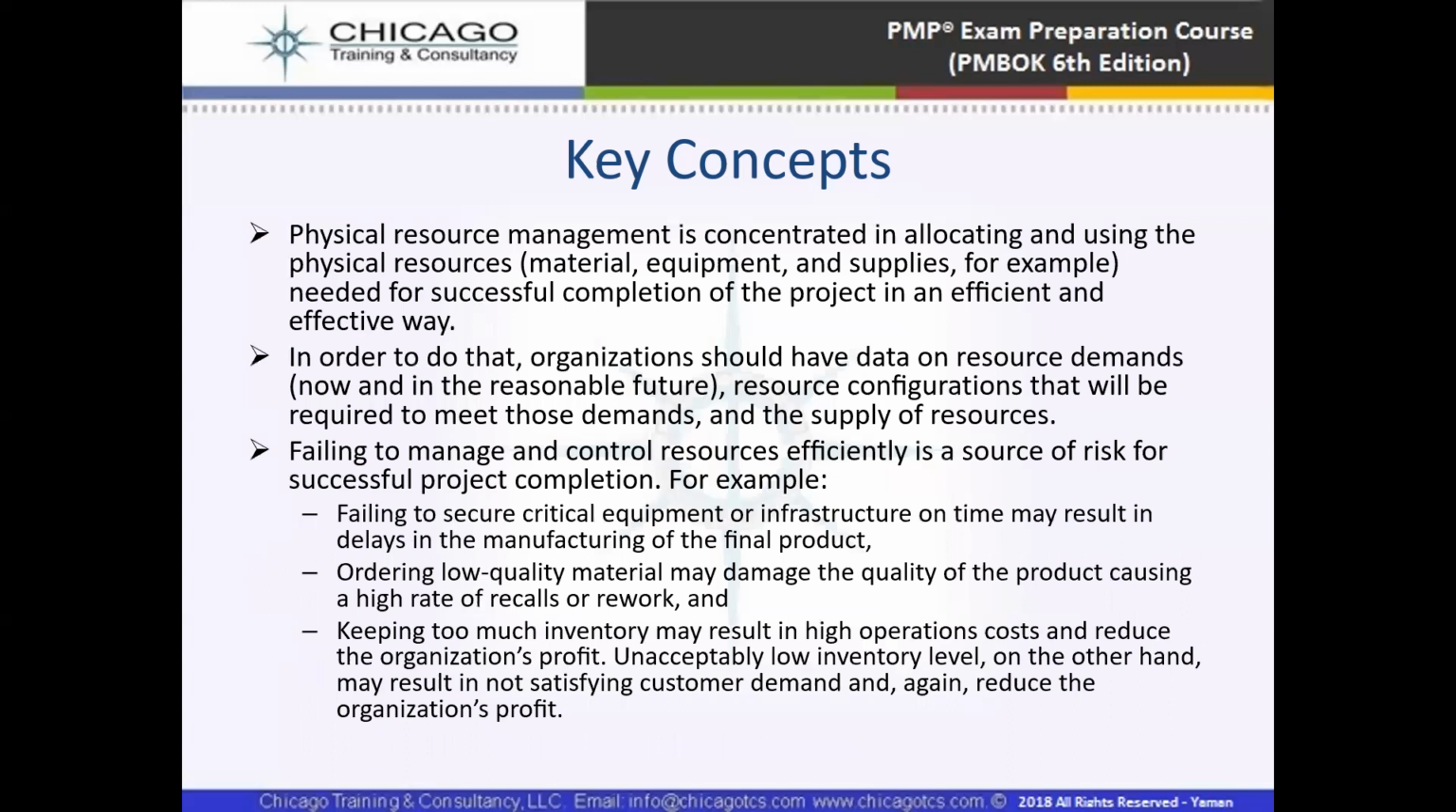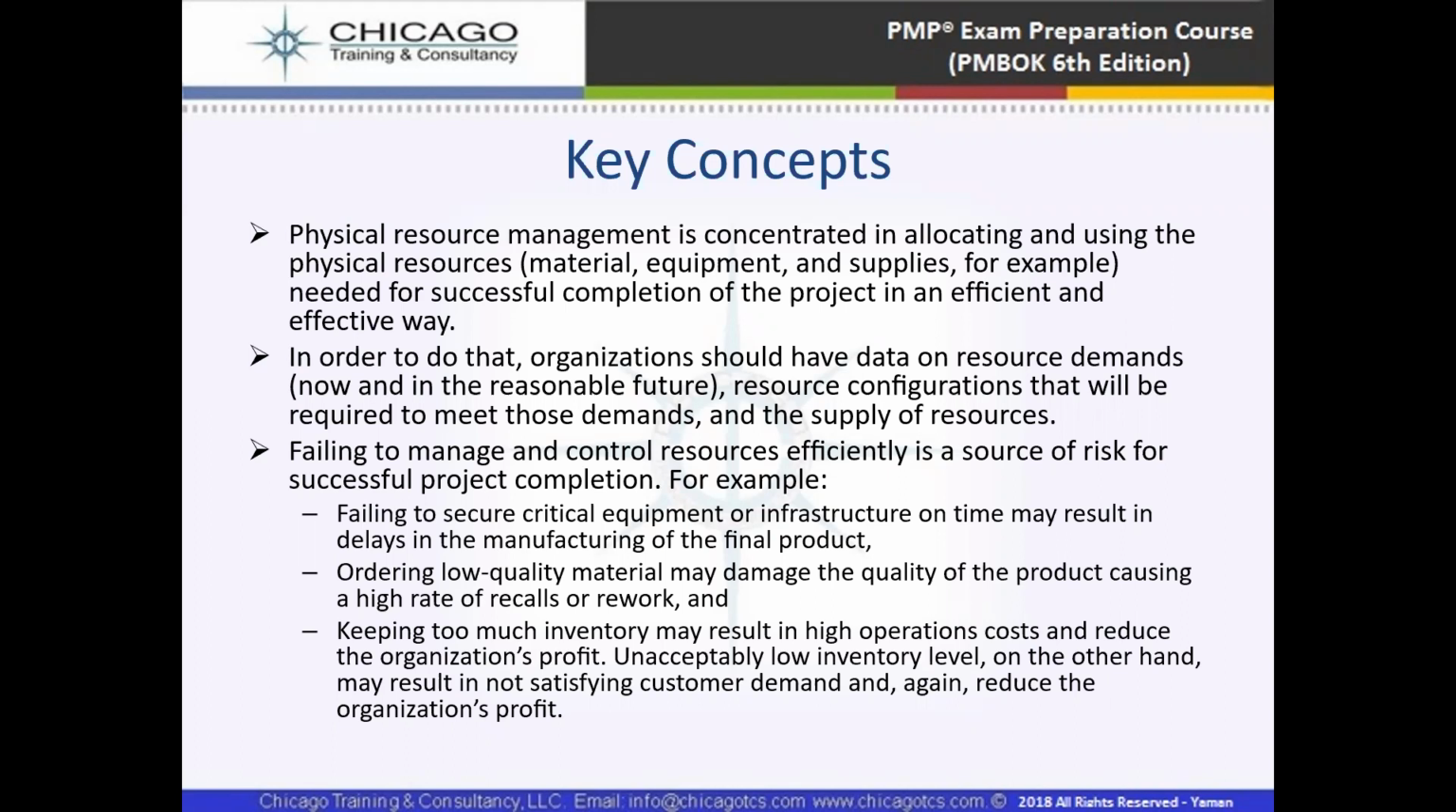Physical resource management is concentrated in allocating and using the physical resources, like the materials and supplies needed for successful completion of the project in an efficient way. So organizations should have data on resource demands in the reasonable future, and a resource configuration that will be required to meet those demands and supply of resources. Failure to manage and control resources efficiently is a source of risk for successful project completion.